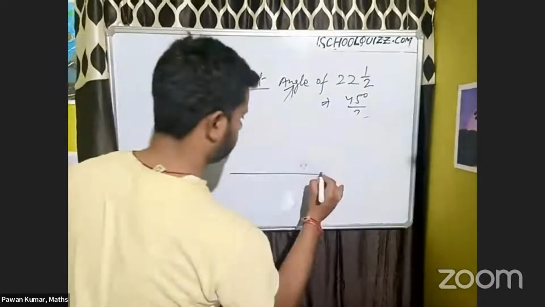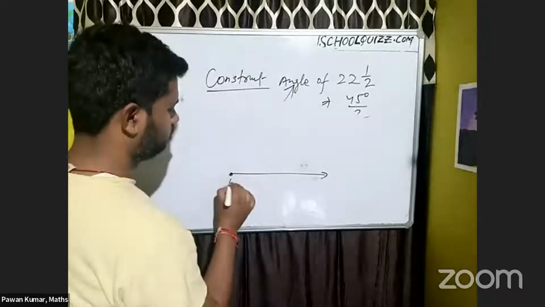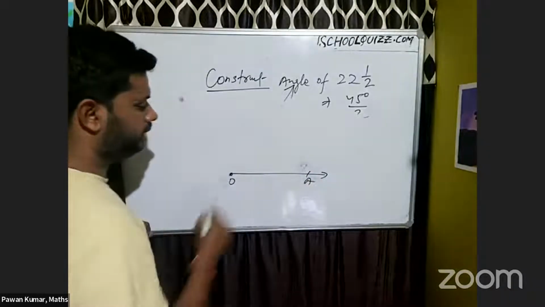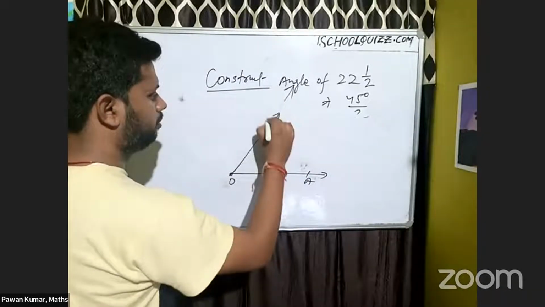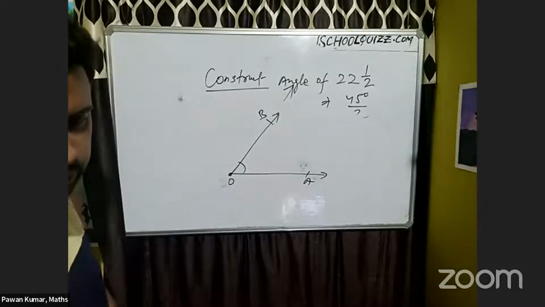Suppose, let it be, this is O and this is A. One ray, another ray, let it be OB. यहाँ पे एक एंगल बना है, ठीक है? Yes, sir. Yeah. So this is the angle.